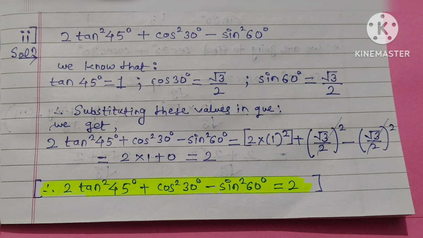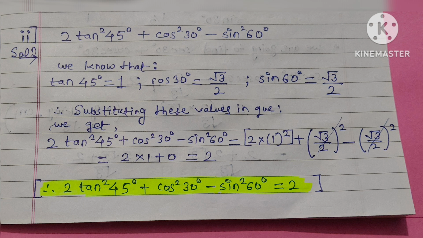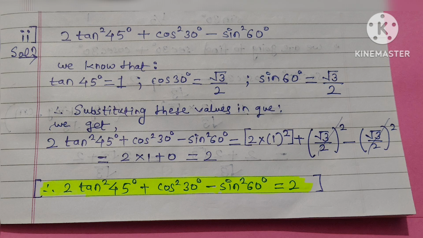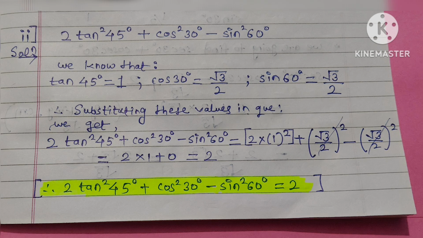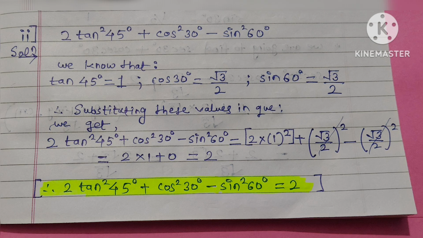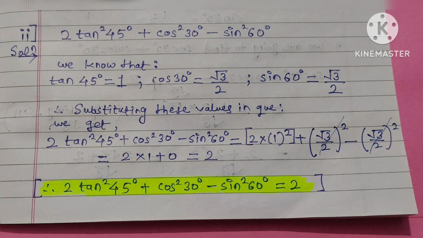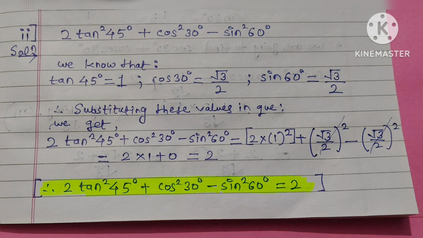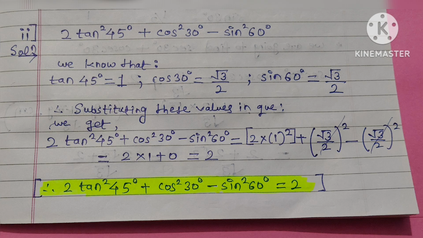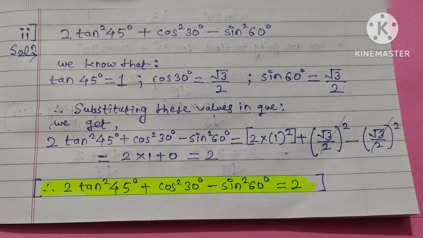So we are cancelling this under root 3 by 2 whole square minus under root 3 by 2 whole square. It will be 0, right? So we're left with 2 into 1 plus 0, which is equal to 2. So the final answer is 2 tan square 45 plus cos square 30 minus sine square 60 is equal to 2.